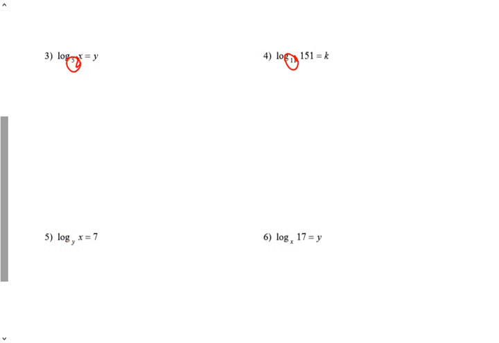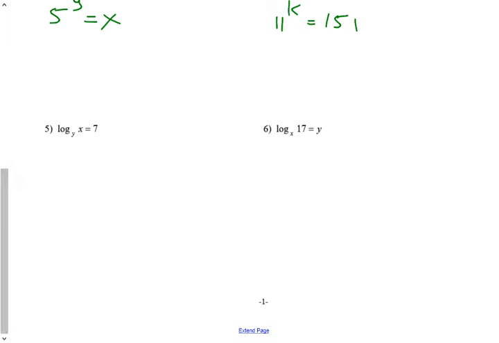So there's my base. Swap the x and y. Swap those two numbers. 11 is my base. Swap my numbers. So you can see we're really not doing a whole lot here other than memorizing. In number 5, y is my base. Swap the other two values. In number 6, x is my base. Swap the other two numbers. So that's going to be converting one way.